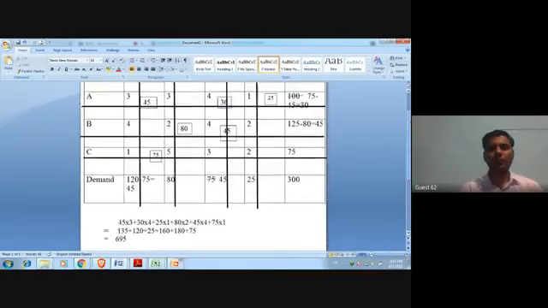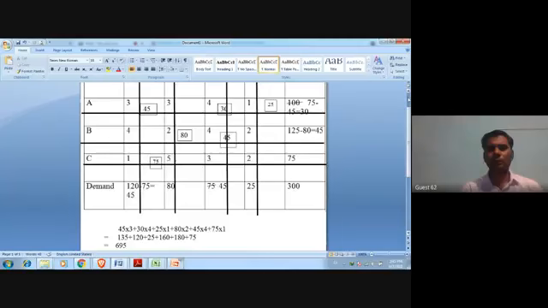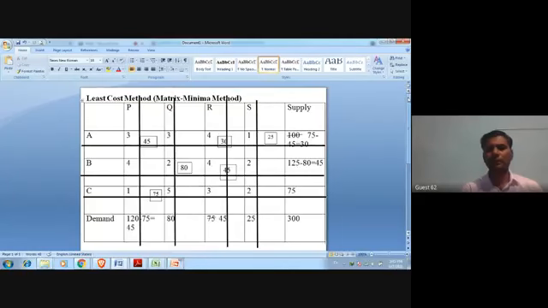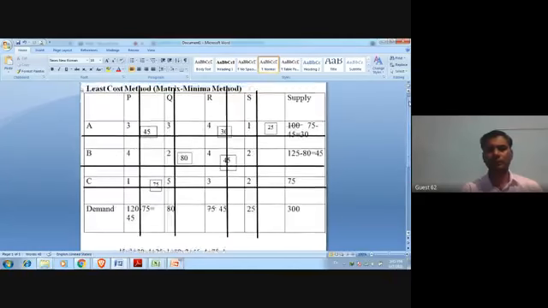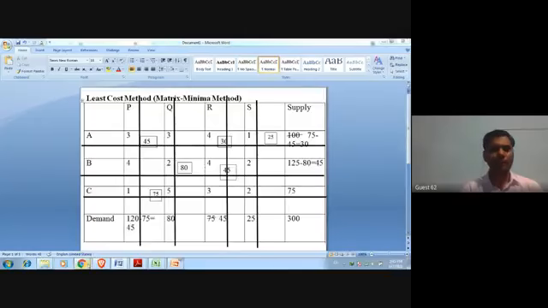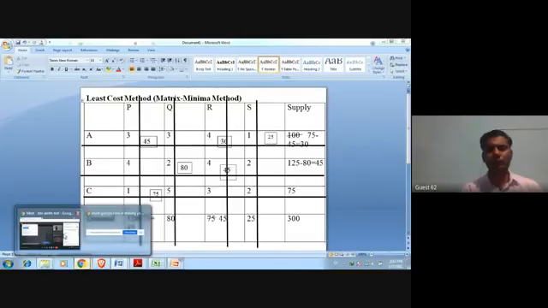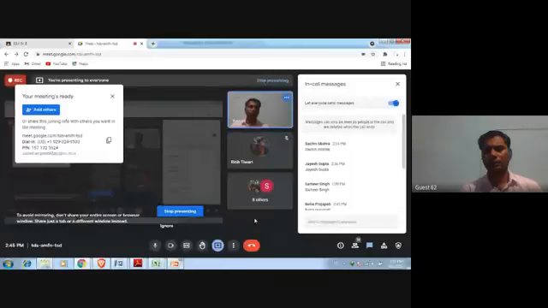So this is your total transportation cost by the LCM method. Okay. If someone has any problem, you can ask any query, anyone.